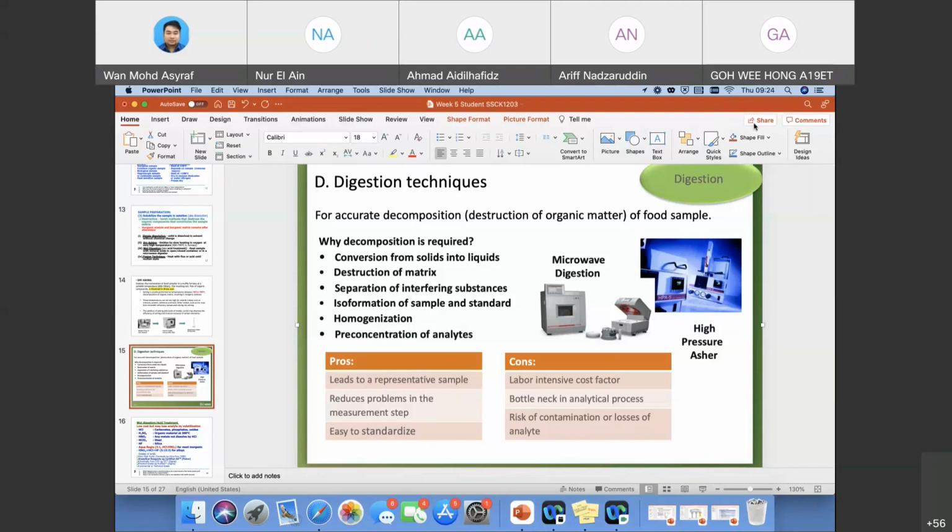Anyone? Faham tak? Ataupun tak faham sangat? Doktor, ya? Kiranya macam nak biarkan yang sampel tu dia jadi pekat lah, bukannya jadi macam cair yang ada water dalam tu. So you want your sample to be as concentrated as possible daripada the large volume that you've got.